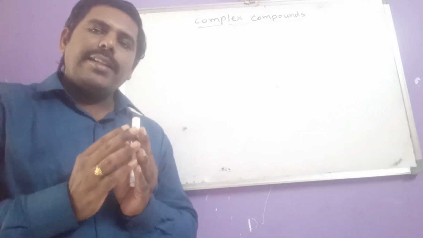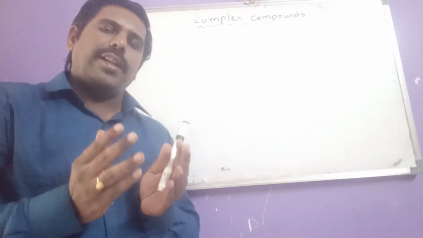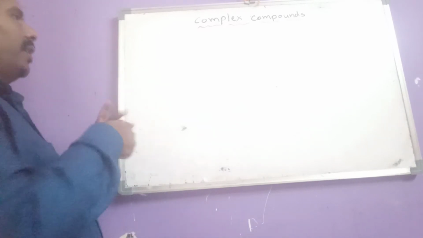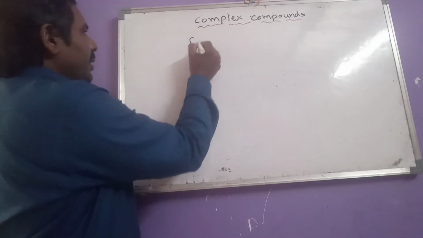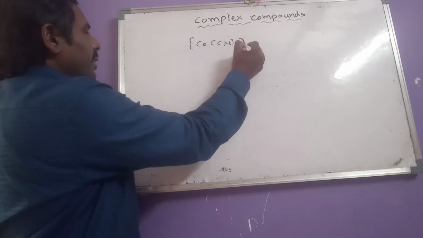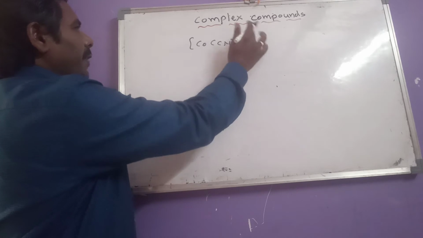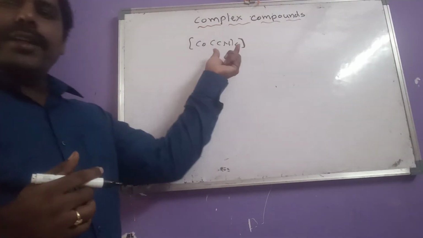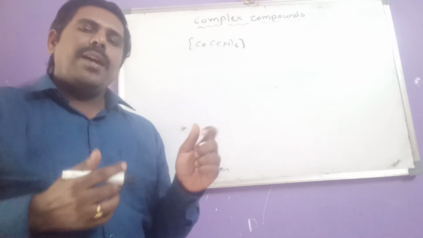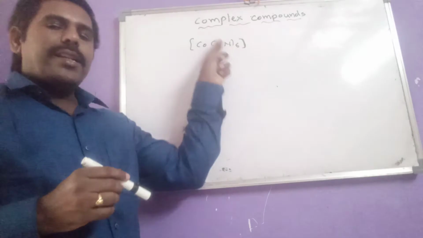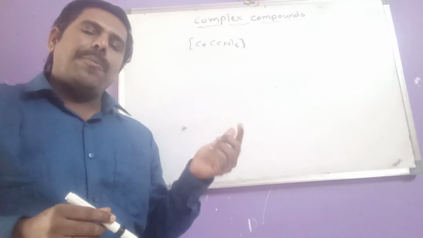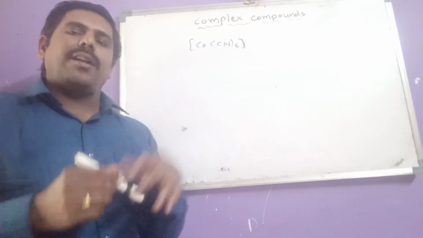If the coordination sphere has no charge, that is said to be a neutral complex compound. For example, Co(CN)6. Here the coordination sphere has no charge, so it is said to be a neutral complex compound. And if the coordination sphere has a negative charge, that is said to be an anionic complex compound.